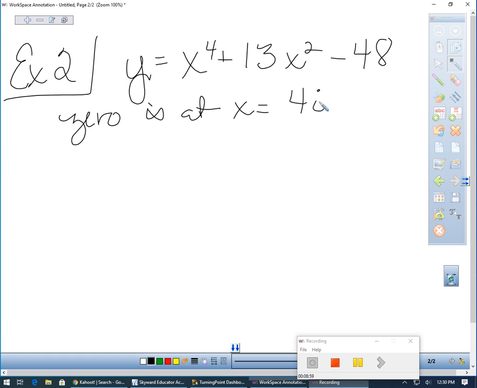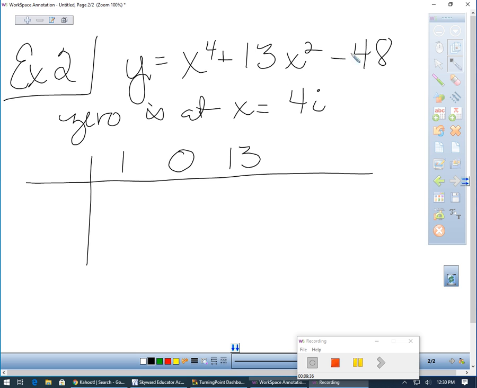So we're going to do this by synthetic. Now, I know I told you before, when we do synthetic, it's only if we have zeros. Well, we do have a 0. Granted, it's got an i in it, but we're going to have some fun with it. So, in synthetic, our coefficients are 1. What do I put for x to the 3rd? 0. Then I have 13x squared. What do I put for x's? 0. And then negative 48. So I'm going to put a 4i out here.